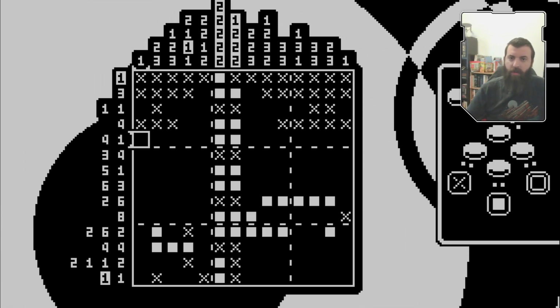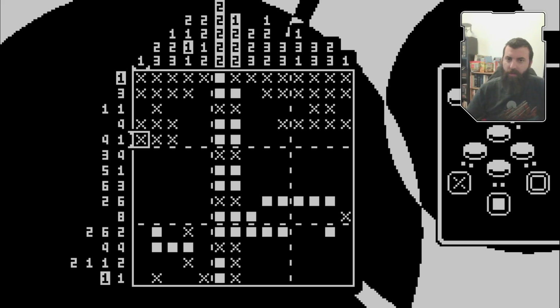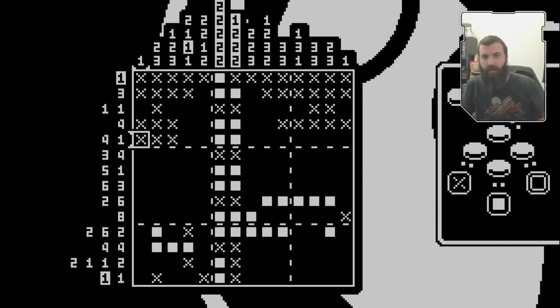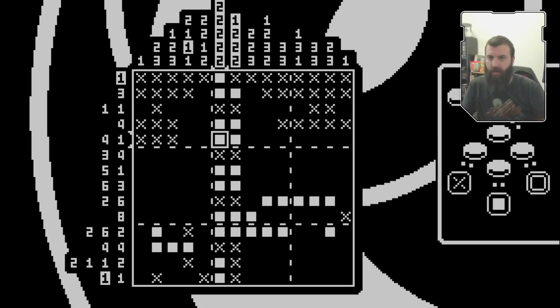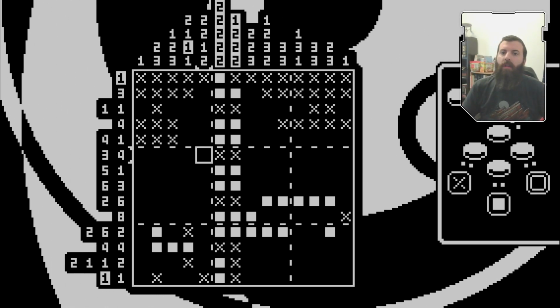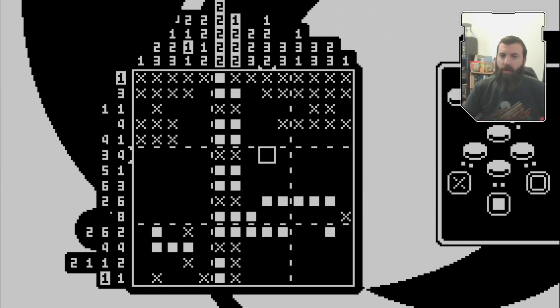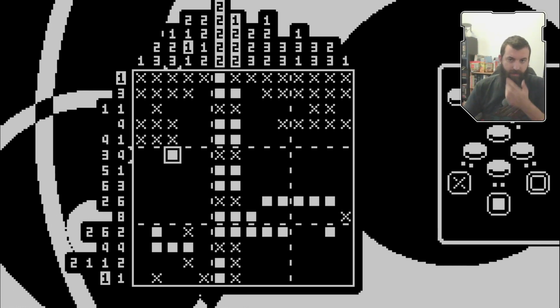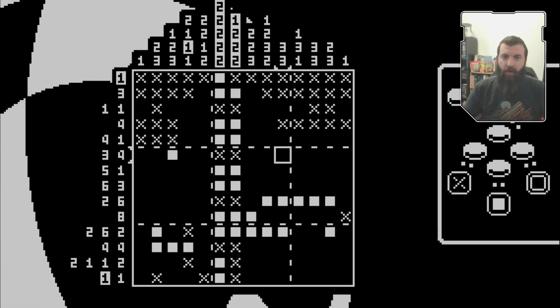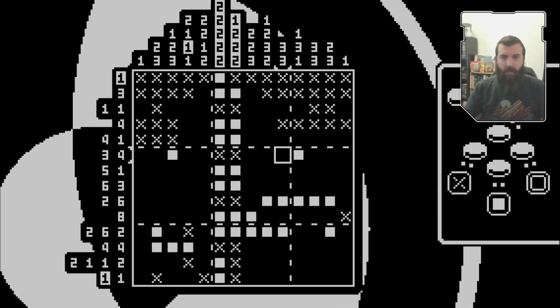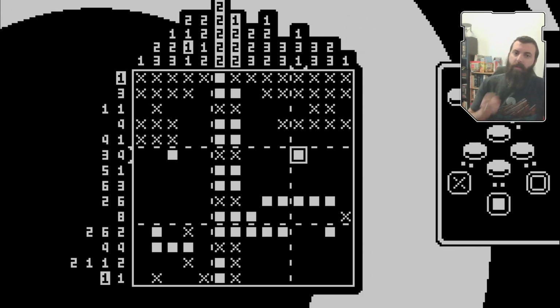We also know that we need a 4 here. At most, it could reach to here. For this pixel, it might go the other way. We don't know. We couldn't fit both the 3 and the 4 on either side of this, so the 3 has to fill in this pixel, and the 4 has to fill in this pixel.